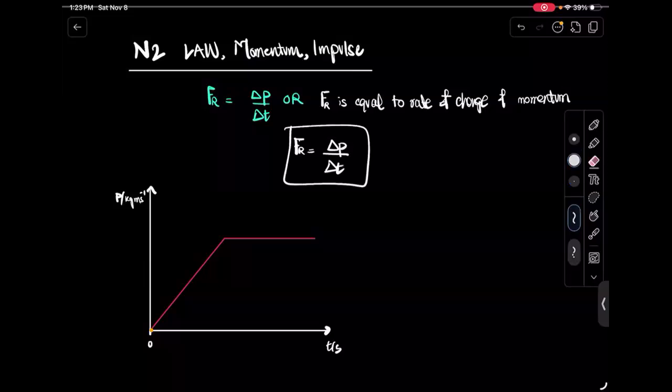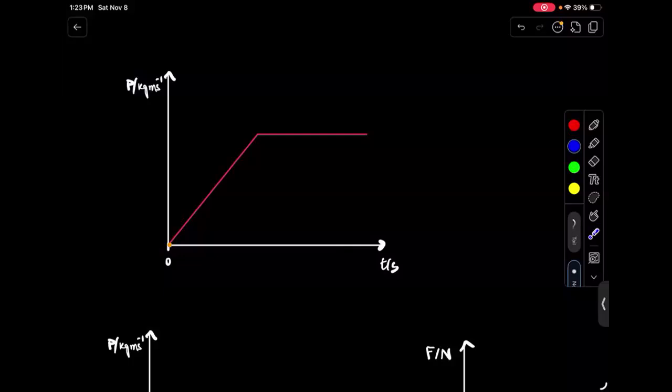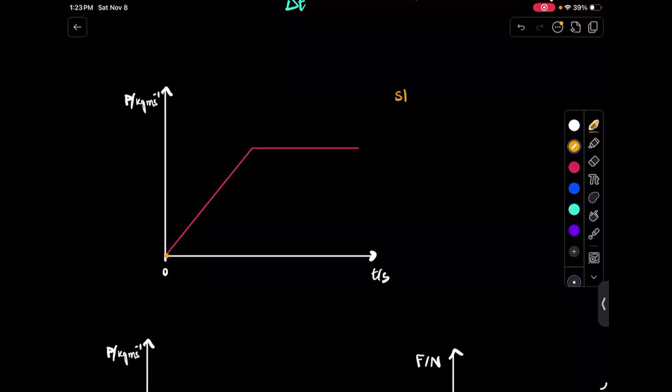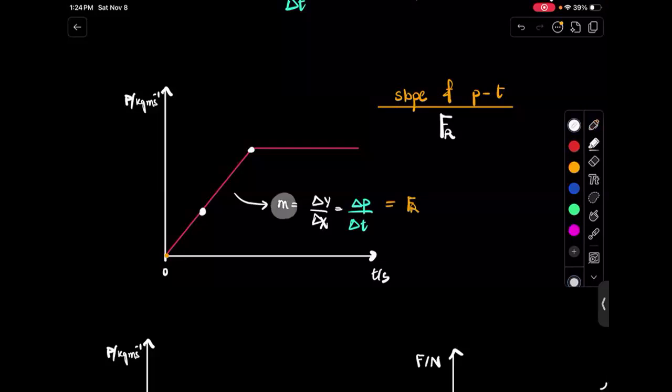Really important, okay? That means if you were to plot a momentum time graph, with momentum on the y-axis and time on the x-axis, the slope of a momentum time graph is actually going to be resultant force. Why? Because if you take the slope, it's change in y over change in x. What is on the y-axis? Isn't that change in momentum? And what is on the x-axis? Isn't that change in time? Doesn't that mean the slope of this graph is just the resultant force?